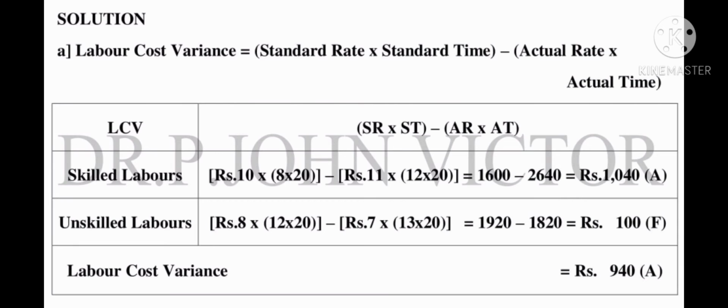Finally, the labor cost variance value is 940. It is adverse because the skilled labor value 1040 is adverse and the unskilled labor value is 100 rupees favorable, so the adverse value is higher. So the labor cost variance of rupees 940 is the adverse value as the answer we got.